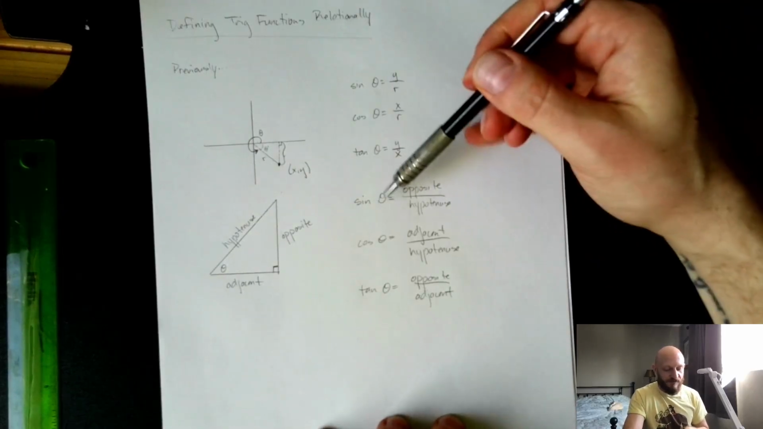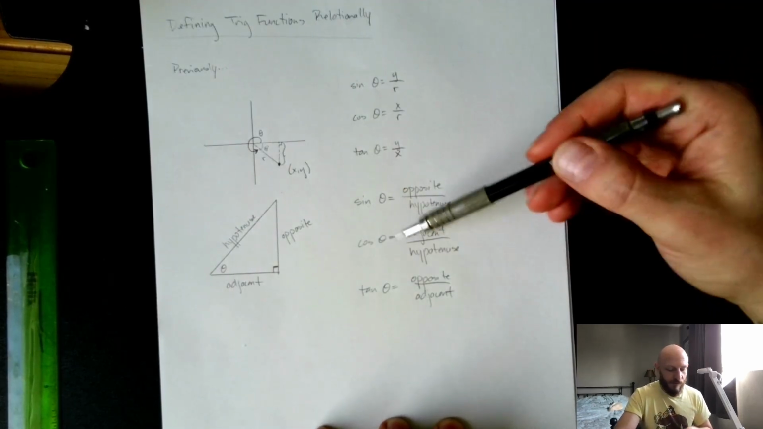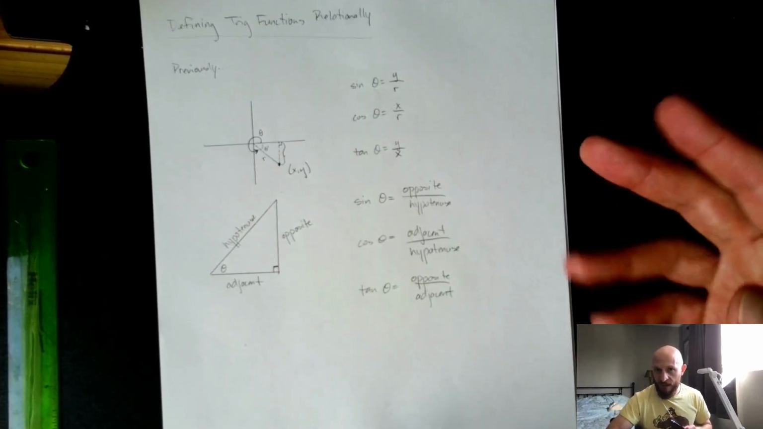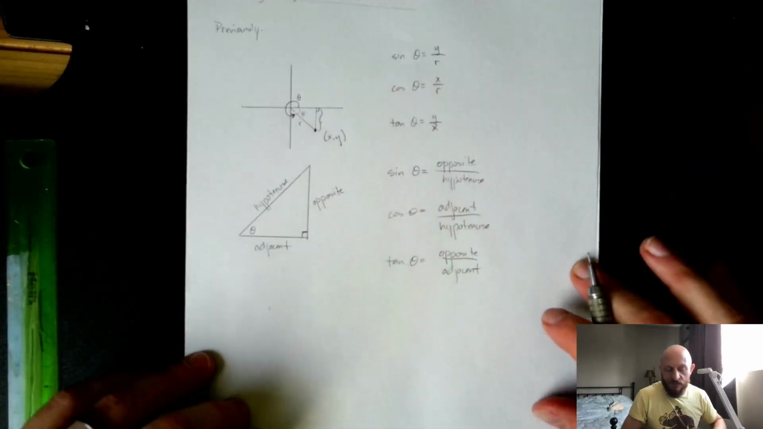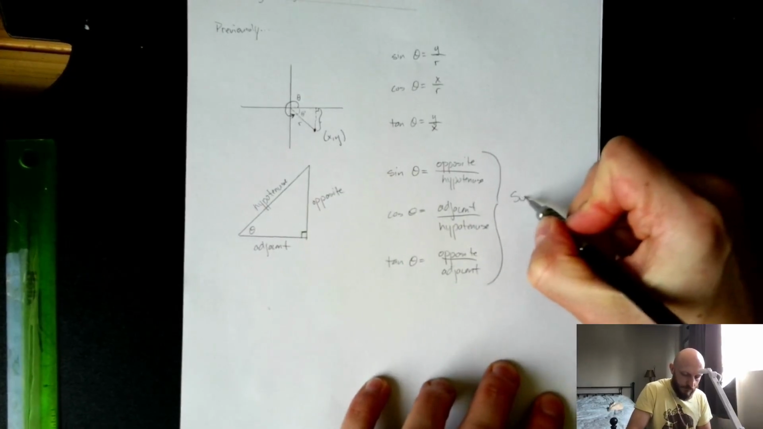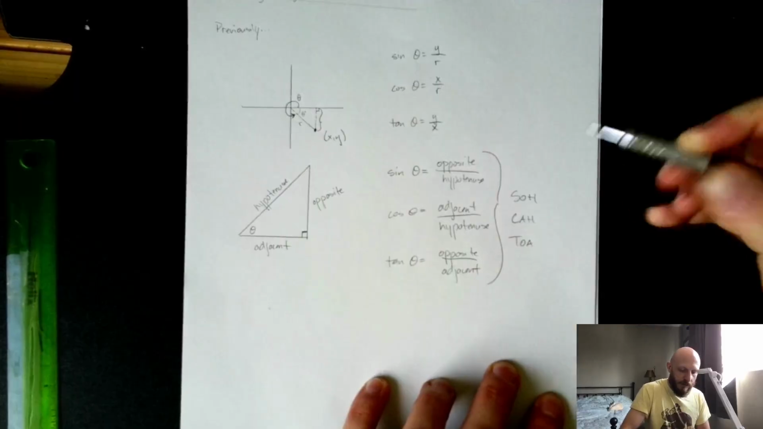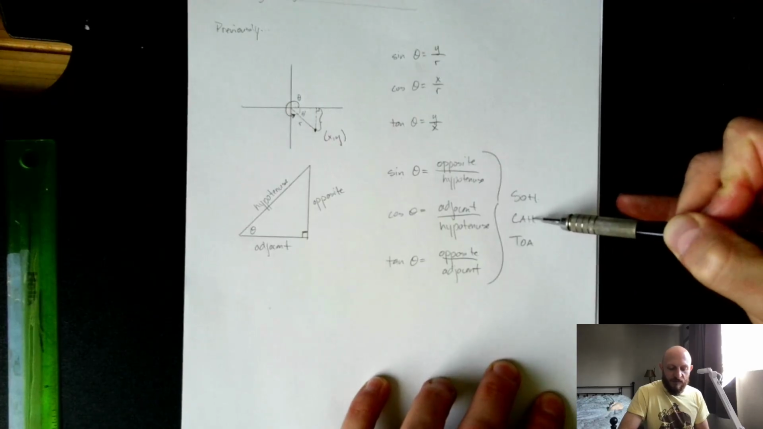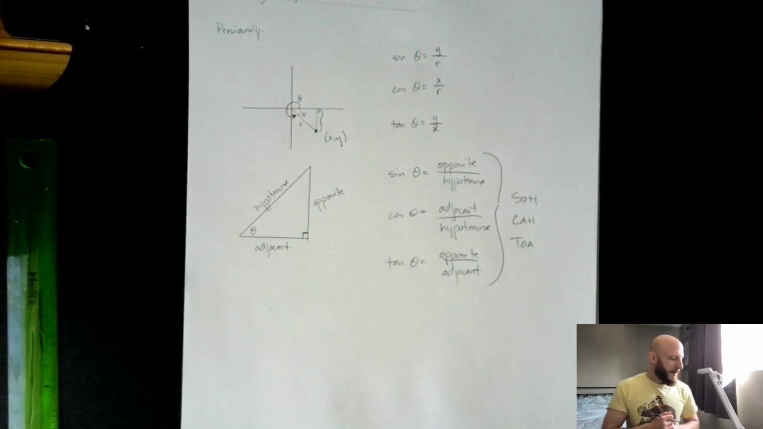And again, the reciprocal functions are the exact same thing. So the reciprocal of sine is cosecant. Cosecant would be hypotenuse over opposite. Secant is hypotenuse over adjacent. Cotangent is adjacent over opposite. It's just flip-flopping these. The really common mnemonic that is used to remember this is SOH CAH TOA. So sine is opposite over hypotenuse. Cosine is adjacent over hypotenuse. Tangent is opposite over adjacent. So that's the mnemonic for remembering that.